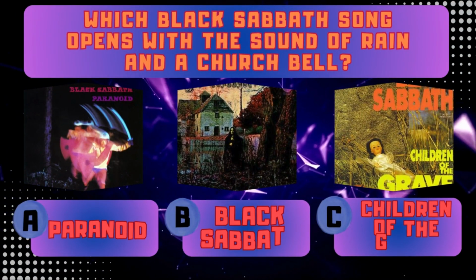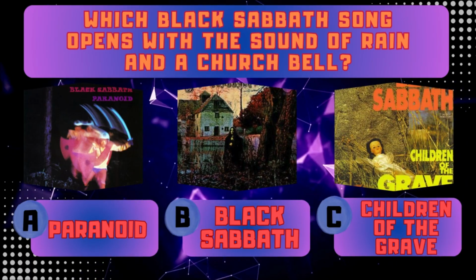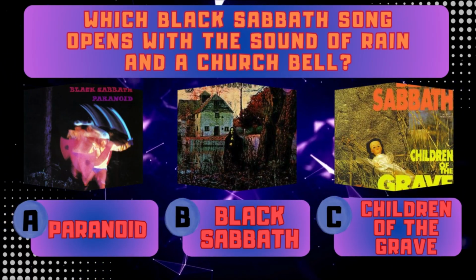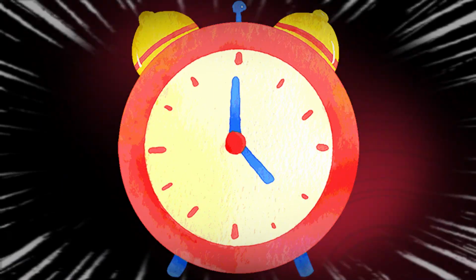1. Which Black Sabbath song opens with the sound of rain and a church bell? A. Paranoid. B. Black Sabbath. C. Children of the Grave. You have 5 seconds to answer.